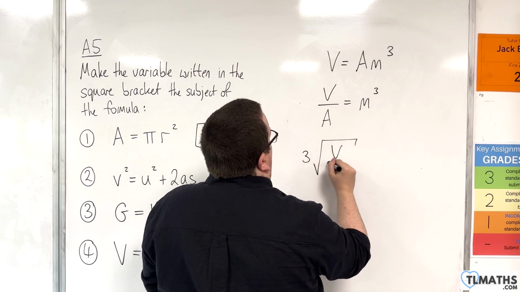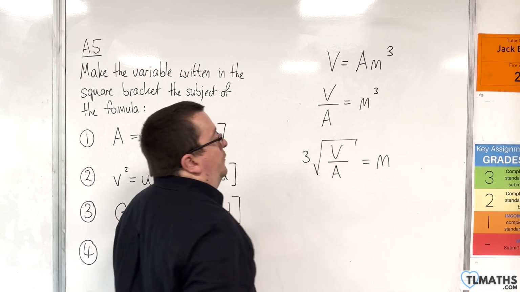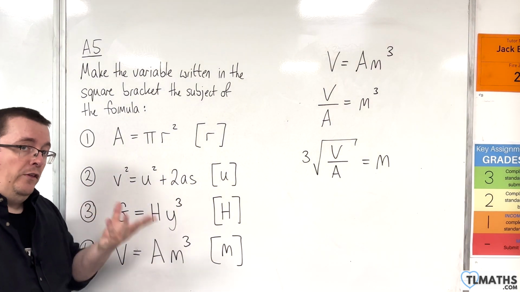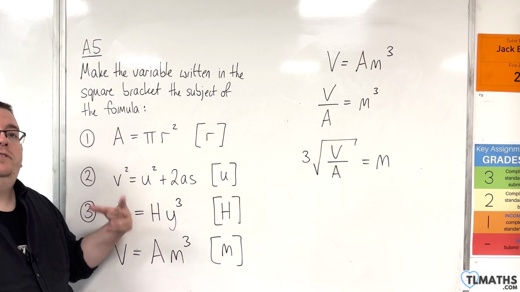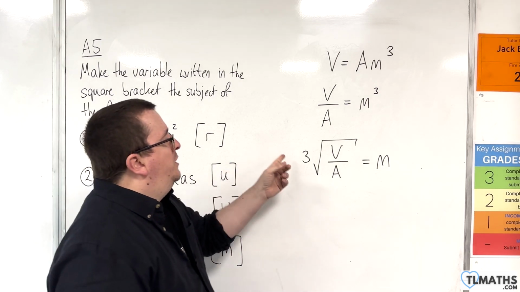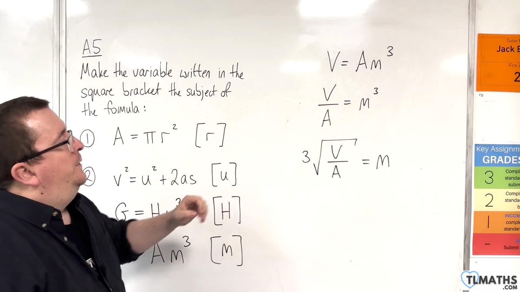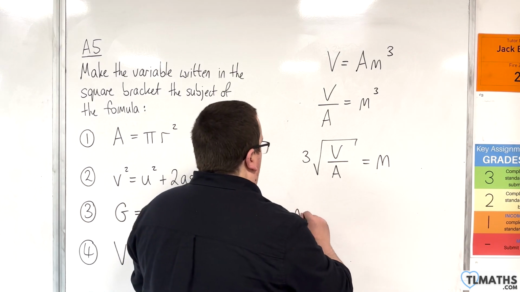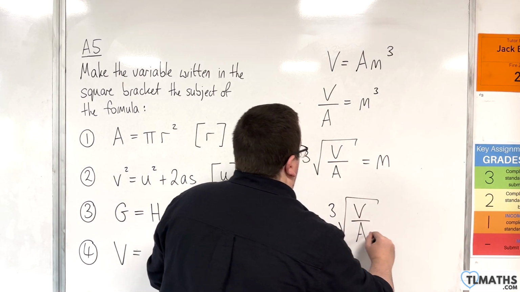Now the cube root doesn't bring in a plus minus. The 4th root does, the 6th root does, the 8th root does, but the 3rd root, 5th root, 7th root doesn't. So when I cube root, there's no plus minus at the front like there is for square root. So m is equal to the cube root of v over a.